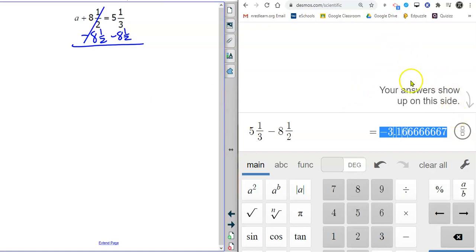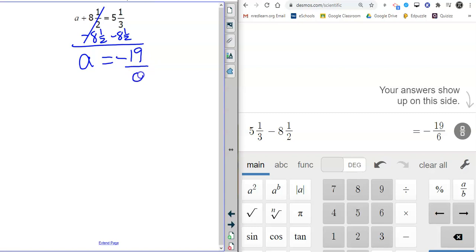Now, the Desmos.com calculator is very easy for this because there's a little button over here with a circle around it. And if you hover over it, it says convert to fraction. So I can take this ridiculously long decimal number, click this button one time, and convert my answer to a fraction. So the answer is A is equal to -19/6. Again, you do not need to convert it to a mixed number. Leaving it in improper fraction form is perfectly acceptable.